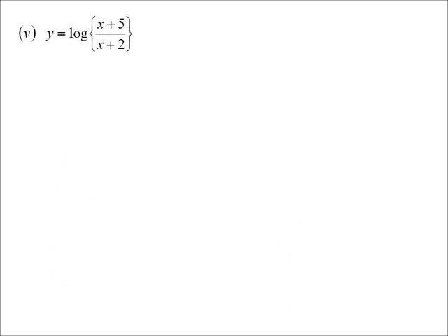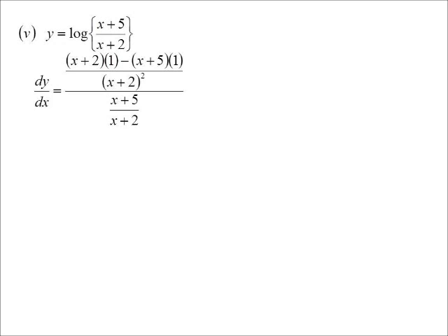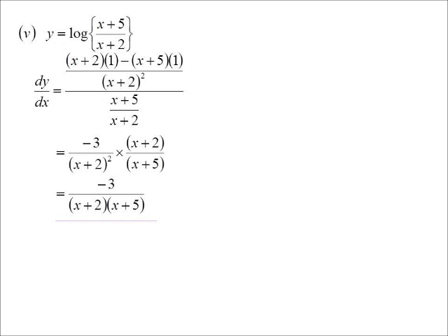Same sort of thing here. This one, if we do it straight away, well, look what happens, because we've got a quotient rule type question here. So on the top of the fraction, square the bottom, write down the bottom, diff the top, minus write down the top, diff the bottom. But then that's on top of the original function, x plus 5, x plus 2. So I can tidy up the top of the fraction. That becomes minus 3 on x plus 2 squared. Invert and multiply. X plus 2 will cancel with the x plus 2 squared, and I end up with minus 3 on x plus 2, x plus 5.